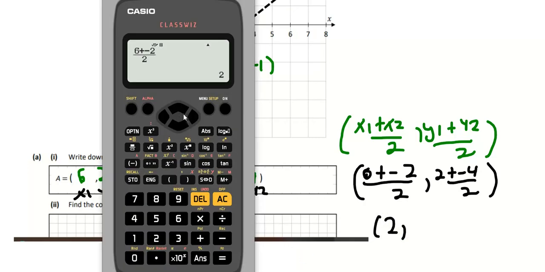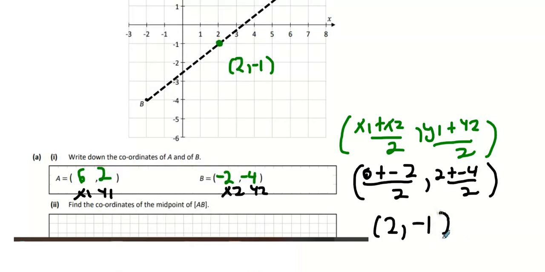And you keep going. Now you do the same thing for the y. You press the fraction button, 2 plus minus 4 all over 2, and you get minus 1. So (2, minus 1). And that's actually the one I drew up there, but this is using the midpoint formula instead.